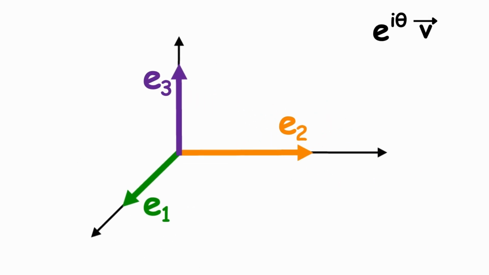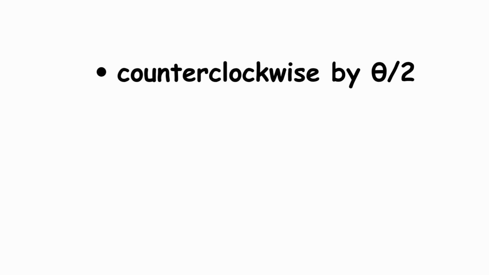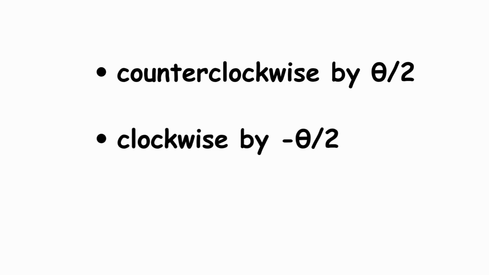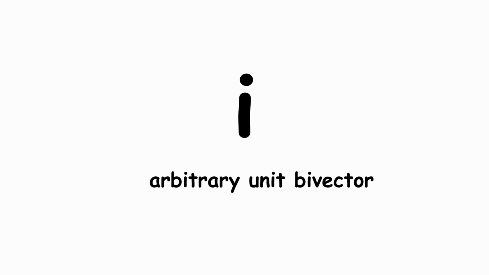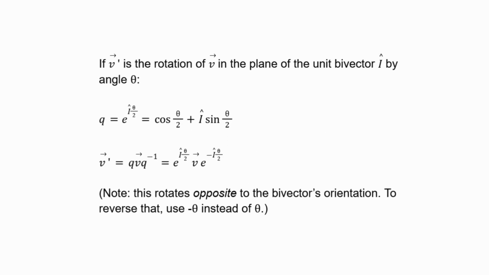In 3D, rotation with either one alone messes up the upward e3 coordinate. Roughly speaking, the solution is sort of to rotate counterclockwise by theta over 2, and also rotate clockwise by negative theta over 2, giving e to the power of negative i theta over 2 v e to the power of i theta over 2. The bivector i can be replaced by an arbitrary unit bivector to rotate in any plane, working in any dimension. This gives the usual formula for quaternion rotation, and we are done.